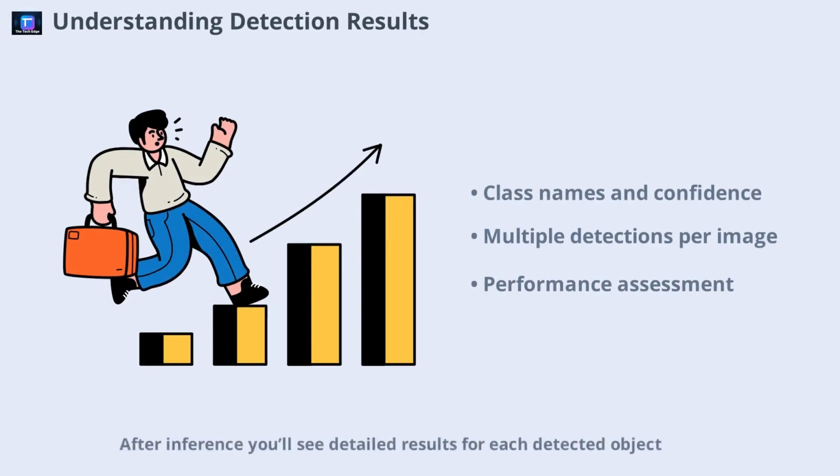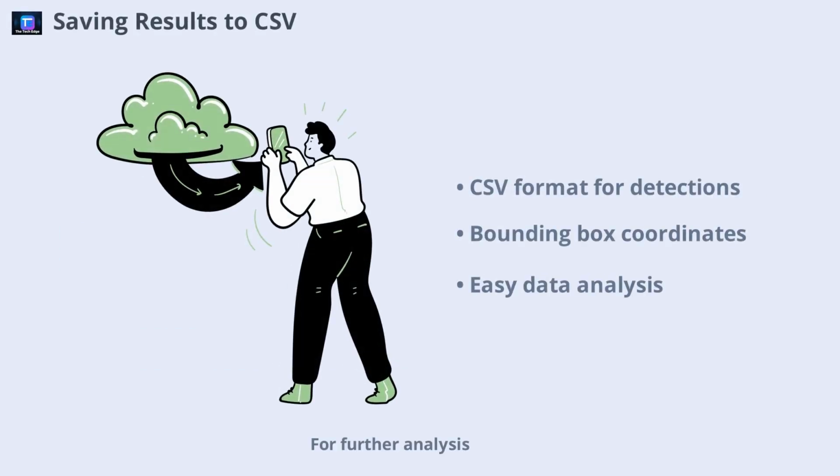After inference, you'll see detailed results for each detected object. The output includes the class name, confidence score, and the number of objects found. For example, in a street scene, the model might detect several people, a bus, and a stop sign, each with a confidence value. This information helps you quickly assess how well the model is performing and where it might need improvement. For further analysis, it's useful to save detection results in a structured format.